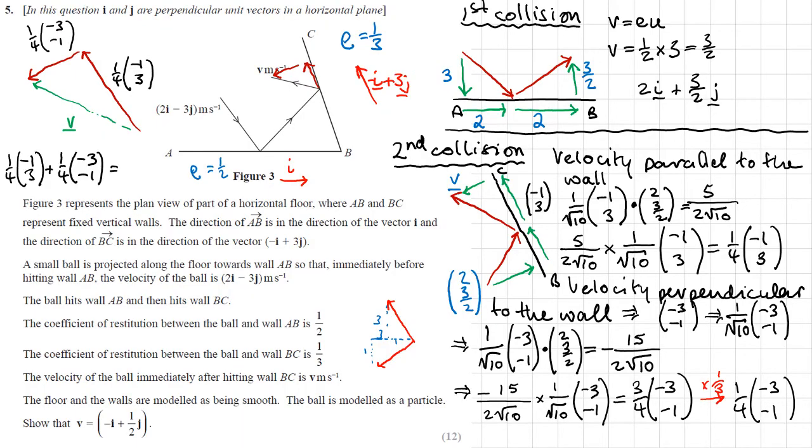Now v is just going to be these two vectors added together, and I've got the calculation down here. So we will get -1/4 minus 3/4 gives us -1, and then 3/4 minus 1/4, that gives us +1/2. So you can see that that gives us the vector -i plus 1/2 j as required.